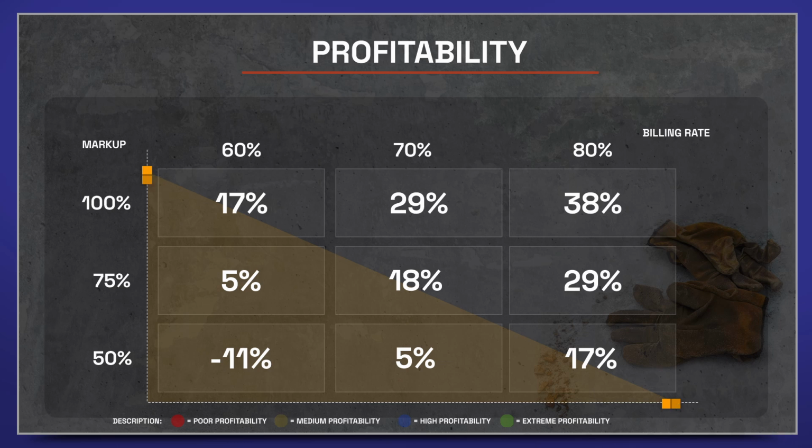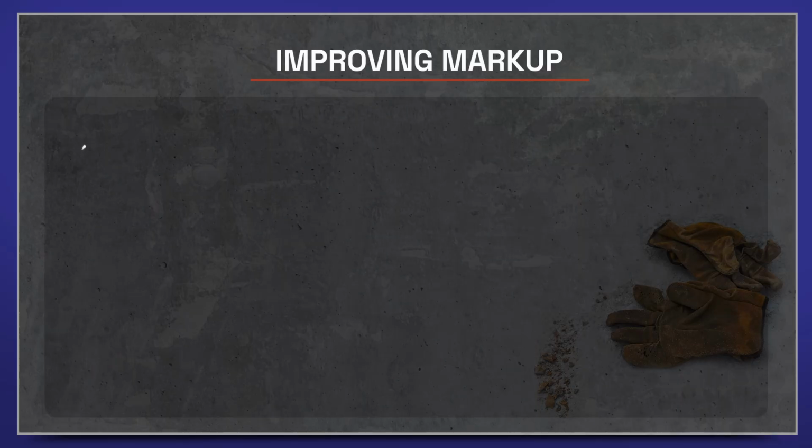So let's start by taking a closer look at your markup. Improving your markup is unfortunately not something you do overnight, but we do strongly recommend that you start the journey towards increased markup already today. And the best way to do this is by selling more expensive services that match specific skills that the customer is willing to pay a premium price for. And the best way of doing just that is by selling services that are scarce.